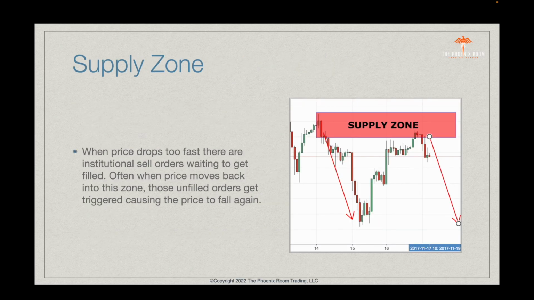So a supply zone, when price drops too fast, there are institutional sell orders waiting to get filled. Often when price moves back up into this zone, those unfilled orders get triggered, causing the price to fall again. So you have sellers, right? Stock comes down, it comes back up. There's sell orders, essentially. Think of it as unfilled sell orders waiting here, right?